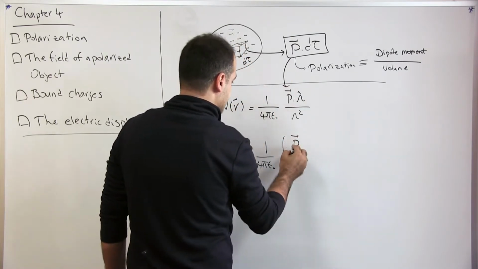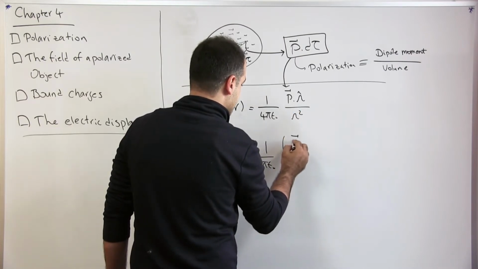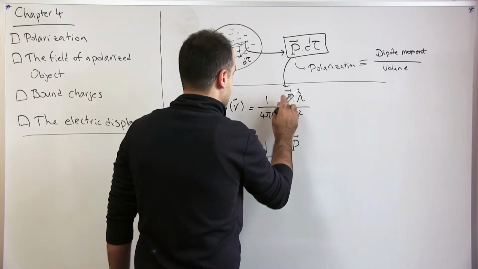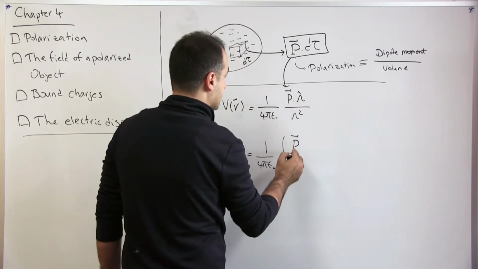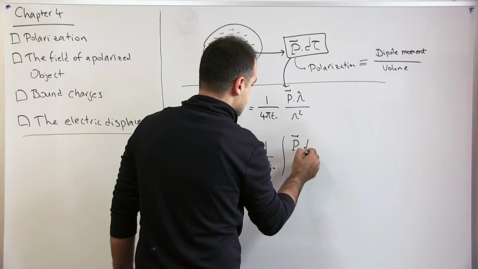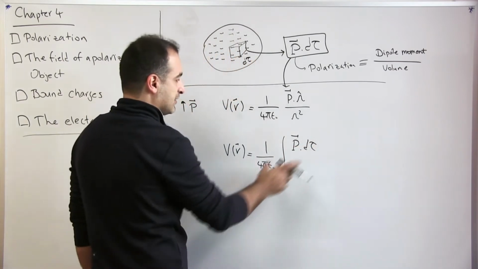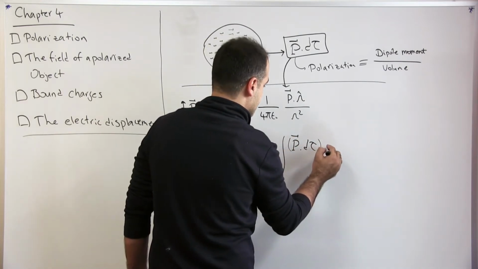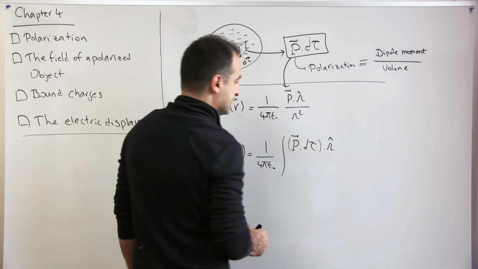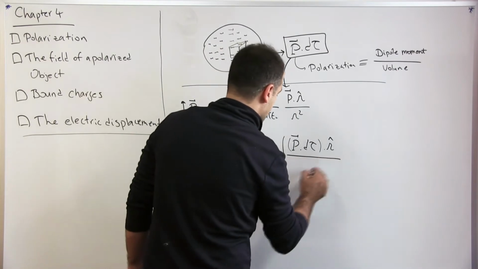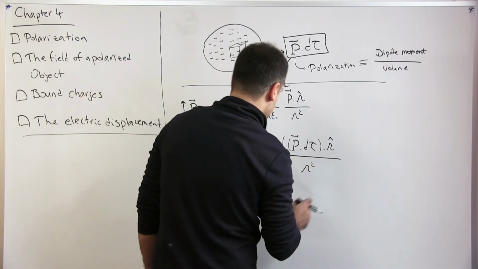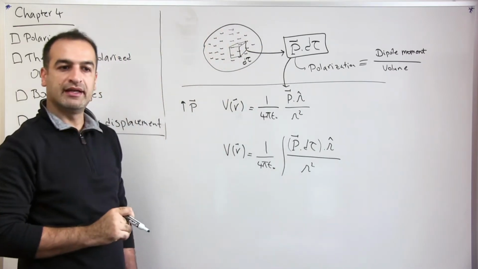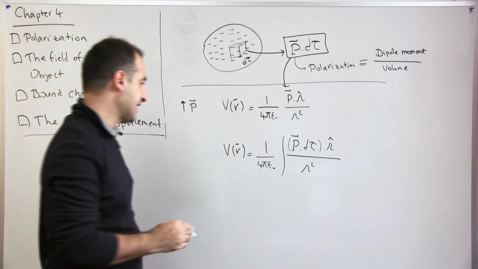Okay, so one of them is capital P, the other one is small. So let me put this line here so that you see this is capital and this is small. So this is polarization dot d tau, which is a vector, and the whole thing should be dot product times r hat, divided by r squared. And this integral runs over the volume of the polarized dielectric material that we have.